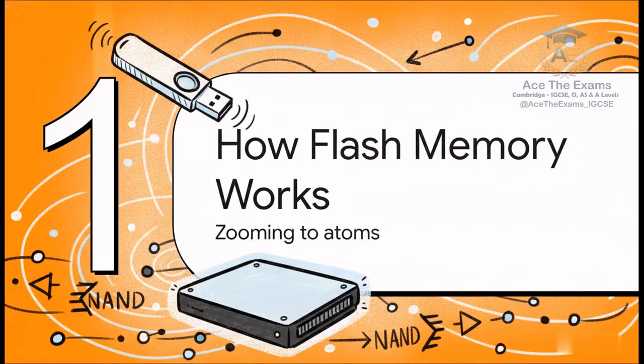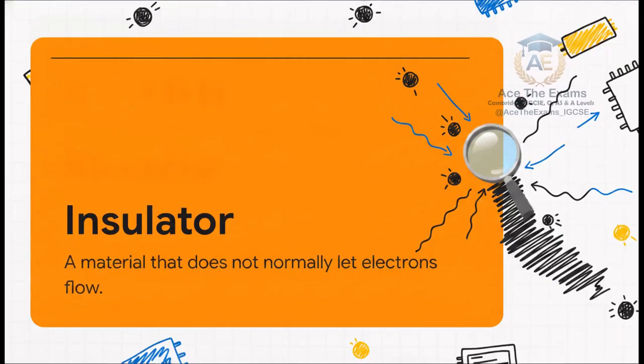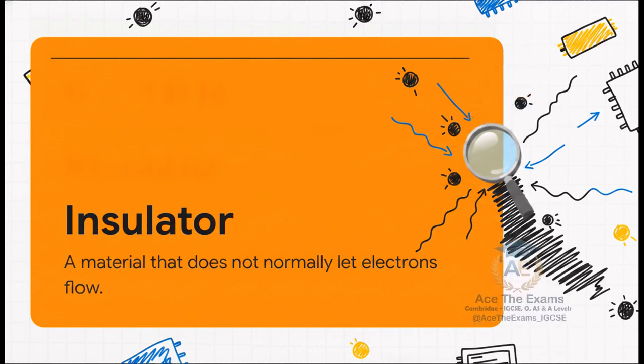Section 1. How flash memory actually works. Zooming to atoms. The syllabus explicitly requires you to understand solid-state storage, which is also commonly called flash memory. This is the exact tech inside your USB drives and SSDs. To really get it, we have to zoom way down to the atomic level.